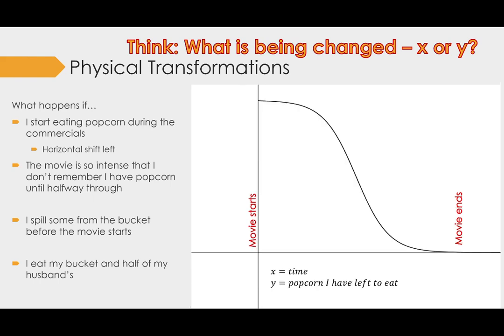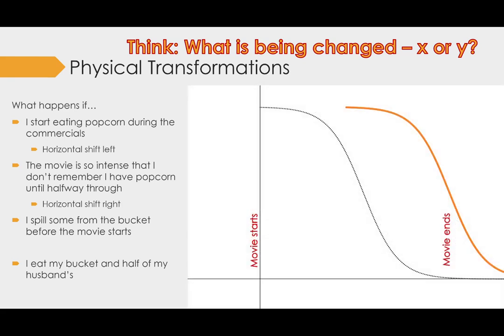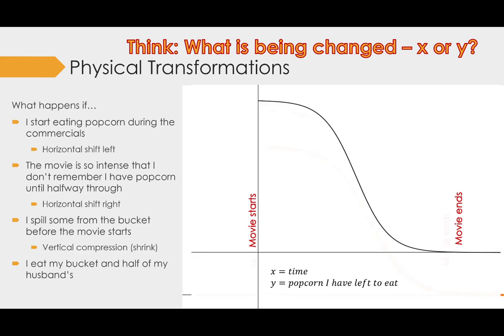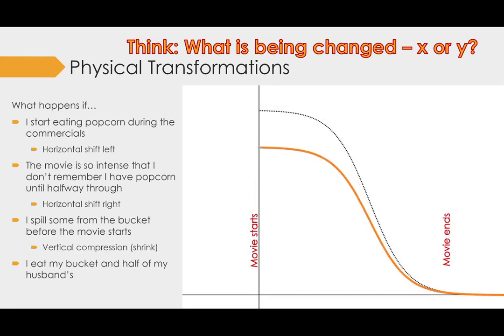The next one is going to have the opposite effect because I start eating later because the movie is just so intense, so exciting. I start eating halfway through, and so it shifts to the right because I start eating later. The next two both affect how much popcorn I end up eating. So I spill some from the bucket, that's going to be a shrink. I'm going to eat less popcorn.